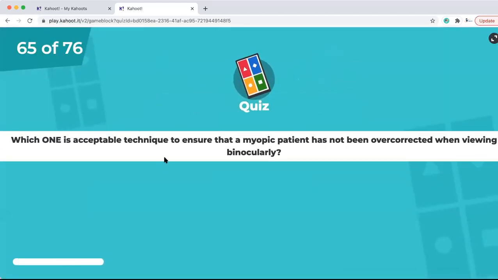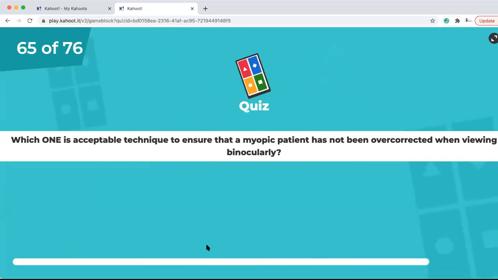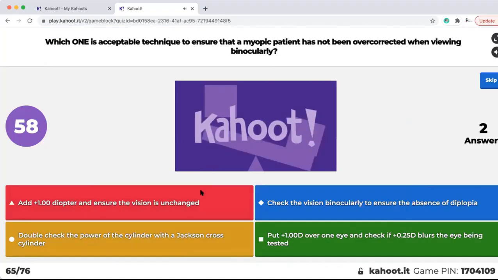Okay, let's move to the next question. And again, be careful with this question. It is tricky again.